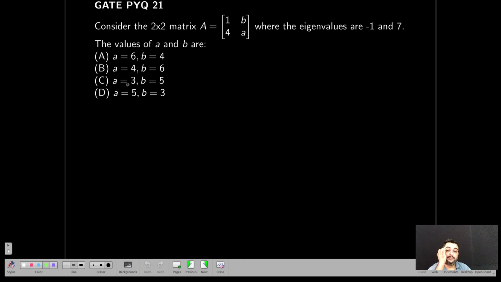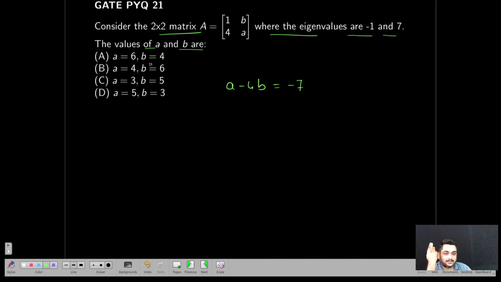Next. Consider a 2 cross 2 matrix where the eigenvalues are minus 1 and 7. The eigenvalues of A and B are. The values of A and B are asked. So how will you find this? They have given that the determinant is equal to the product of the eigenvalues. So the determinant is A minus 4B equal to minus 7. So put the values here and check it. Otherwise you can solve it. Options are given. You have to get minus 7.